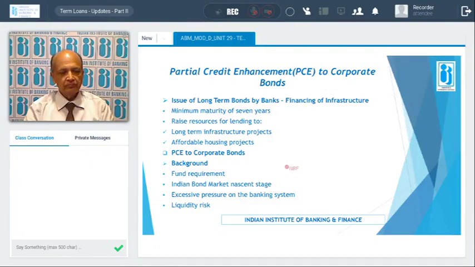Friends, in part one of this session, we already discussed infrastructure financing and the various facilities and schemes available for financing infrastructure projects. Now, another facility available to infrastructure is partial credit enhancement to corporate bonds.